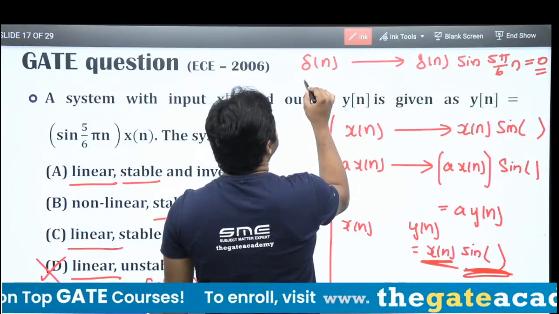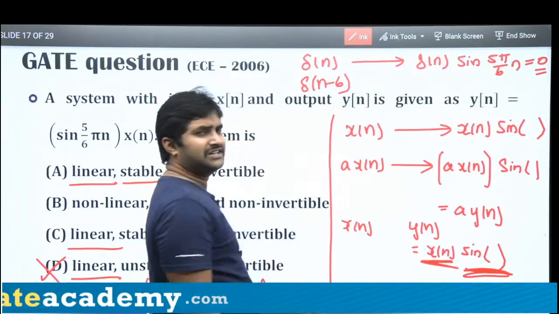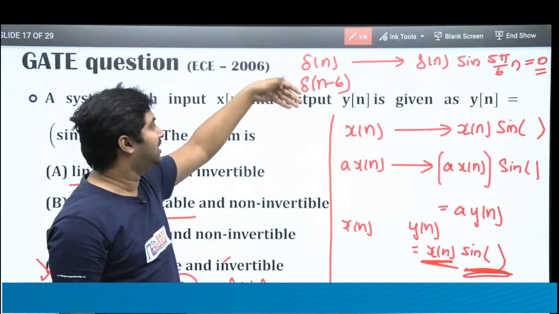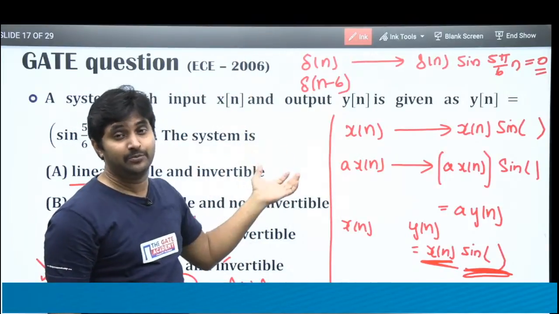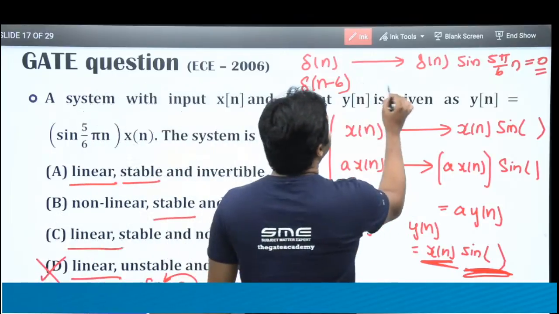The other way of saying it is this: let me apply del of n minus 6 as an input. It is a different input, isn't it? Even though it is a delayed input, we will consider it as a different input. Then what is the output going to be?